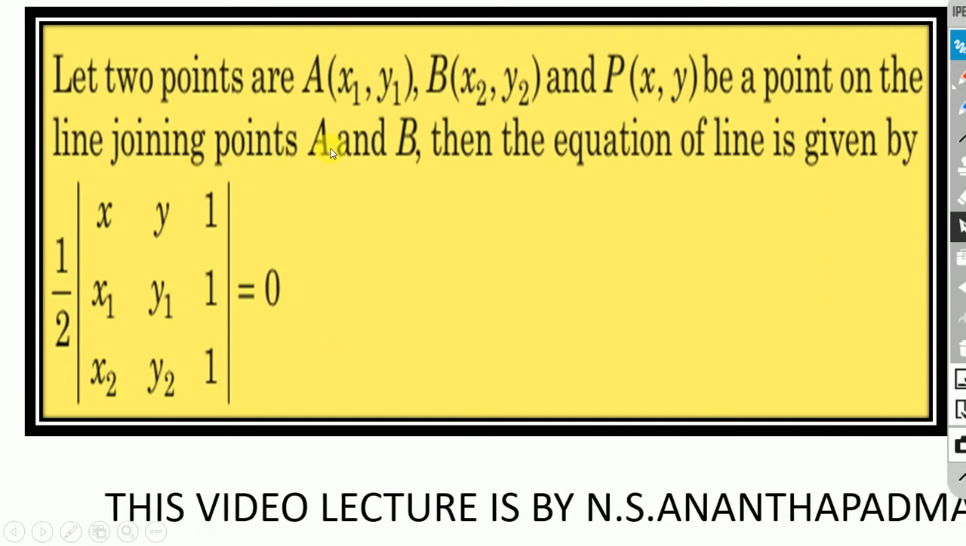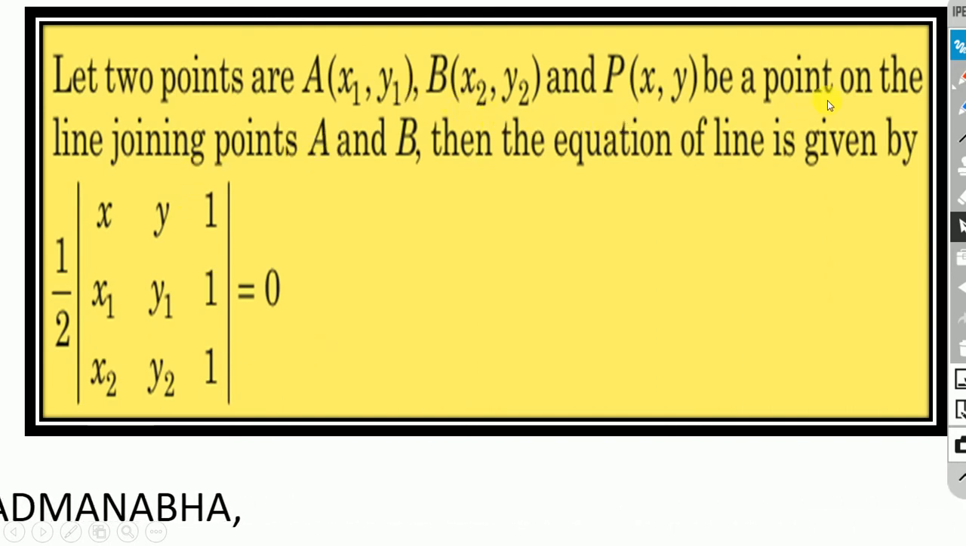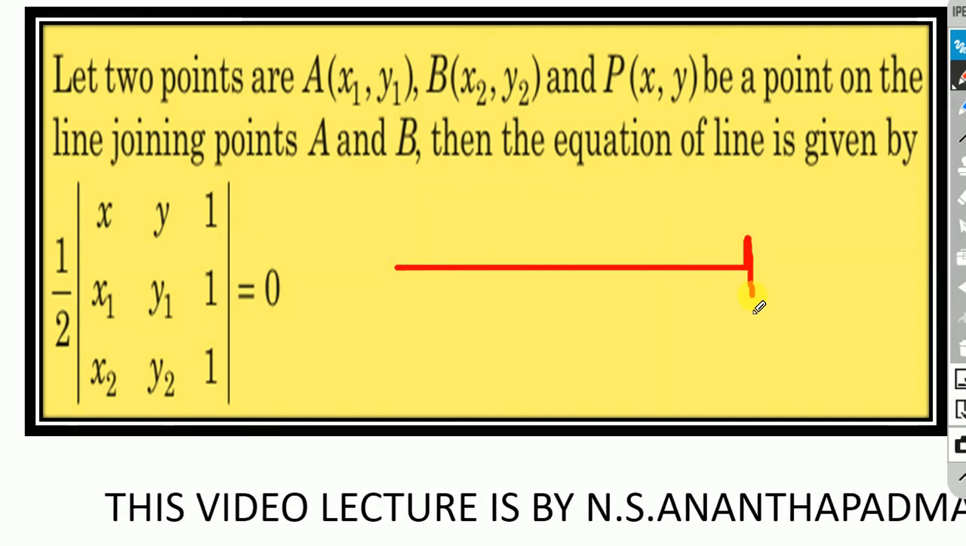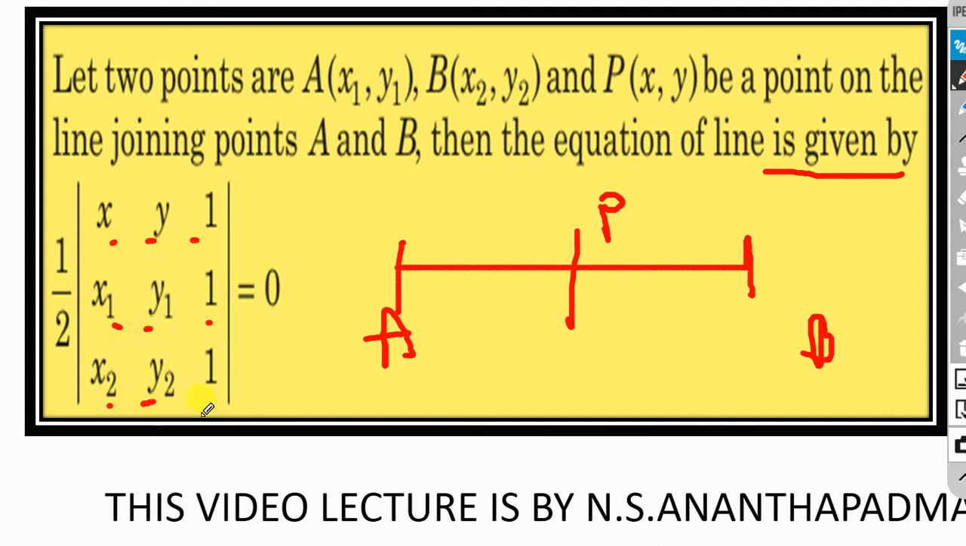Let 2 points be A(x1, y1), B(x2, y2), and P(x, y) be any point on the line joining the points A and B. That is, I have 2 points here, A and B, and let us consider any point P on the line. Then the equation of this line is given by 1 by 2 into the determinant of x y 1, x1 y1 1, x2 y2 1 equal to 0. When you expand this determinant divided by 2, you will get the equation of the line passing through these 2 points A and B, where P is a point on the line.